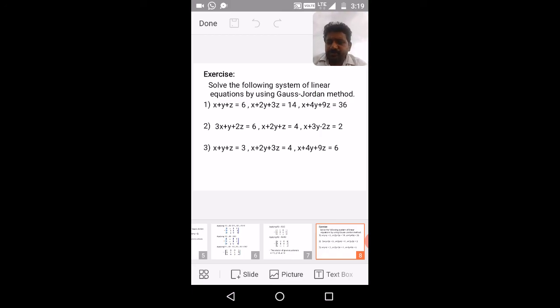Okay, right. So by this session we completed the entire topics regarding matrices and determinants which are mentioned in our syllabus.